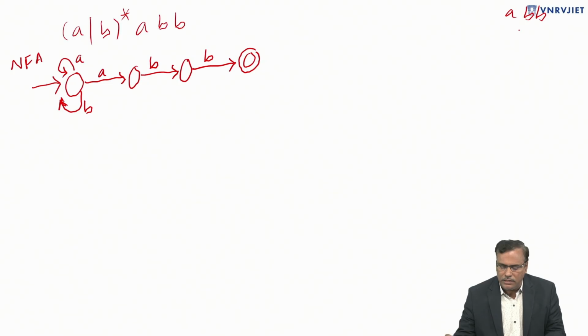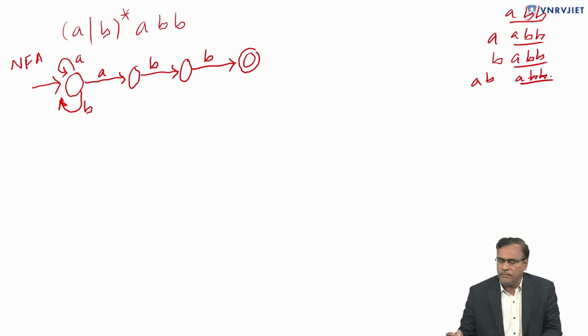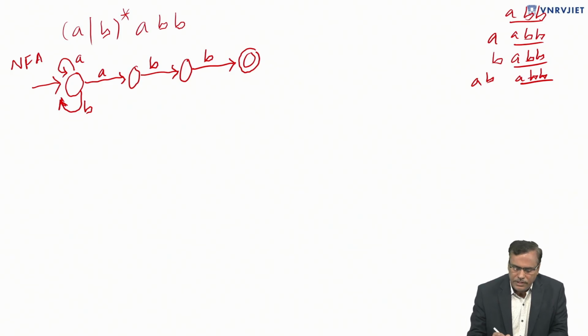If I take this (A or B) 1 time, then I may get a string that is AABB. In any string, this ABB is a must. It can be preceded with any combination of A's and B's. You may have a string like BABB. This is also a string, or any combination of A's and B's like AB. But every string must end with ABB. So this is the language denoted by this expression, and this is the NFA.